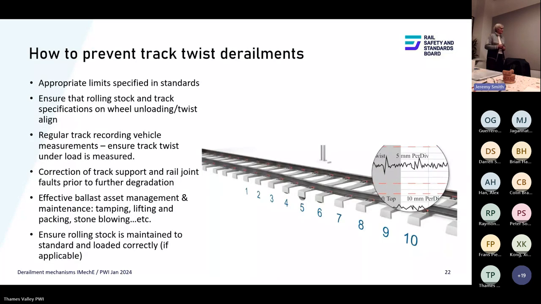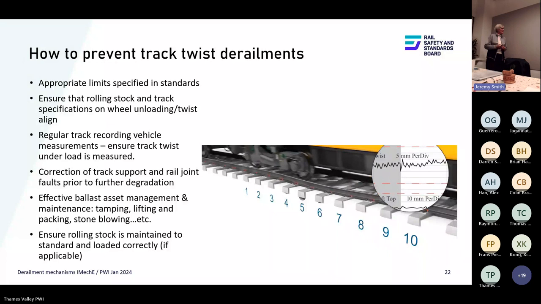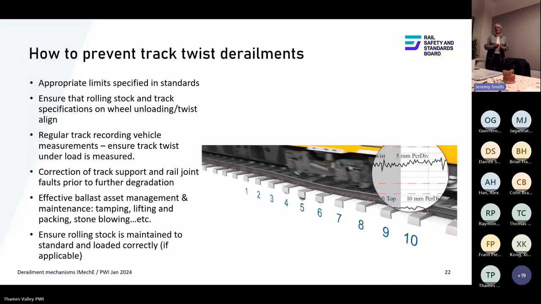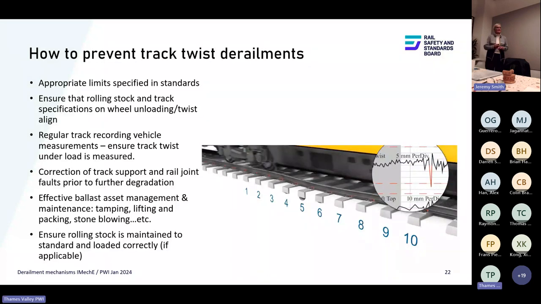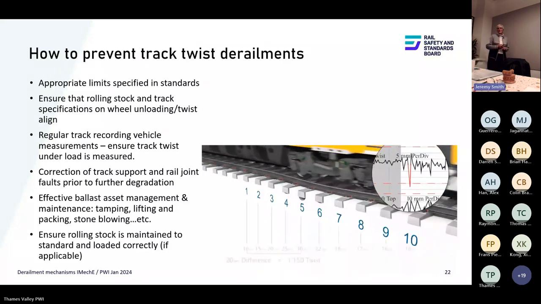So what can we do? There's a void in that little animation over there. I'm sure you're all familiar with voids. So what you see unloaded is not what you get when it's loaded. Measure track twist under load, like measuring gauge under load. It's easy said, it's not always easy done. But when you have it, please make use of it.